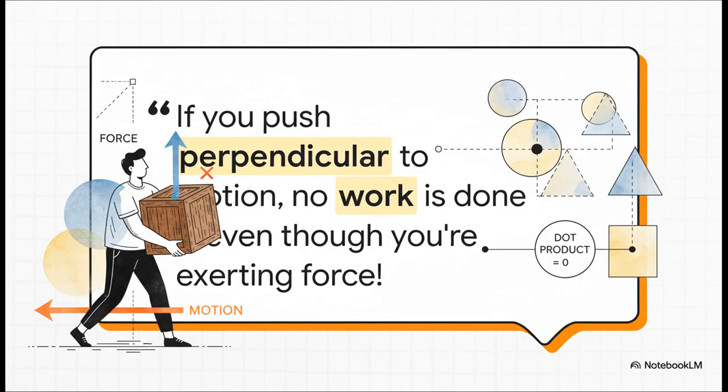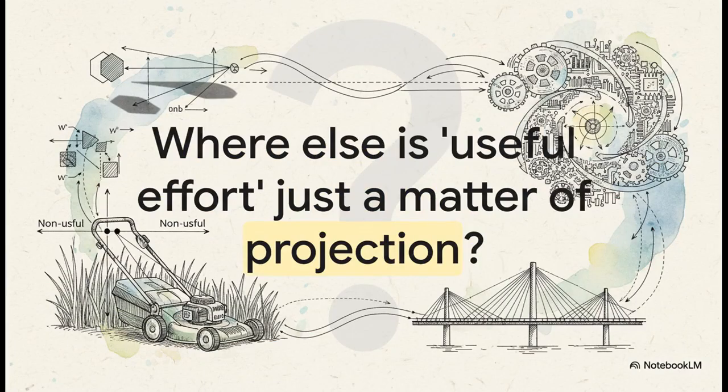You're exerting force upwards to hold the box, but the motion is forward. Your upward force does zero work in the forward direction. You get tired for sure, but by the physics definition, the work is zero. The dot product reveals this incredible truth. And that brings us to the final thought here.